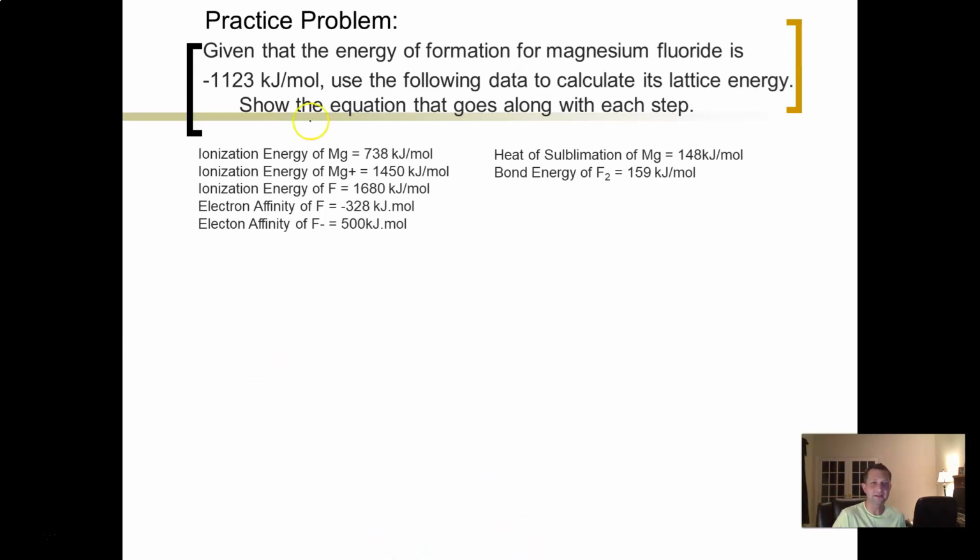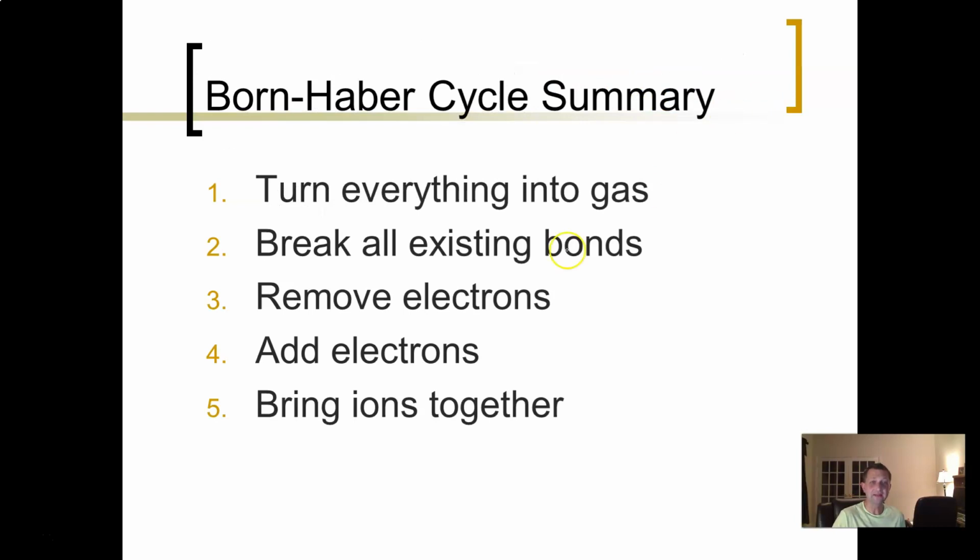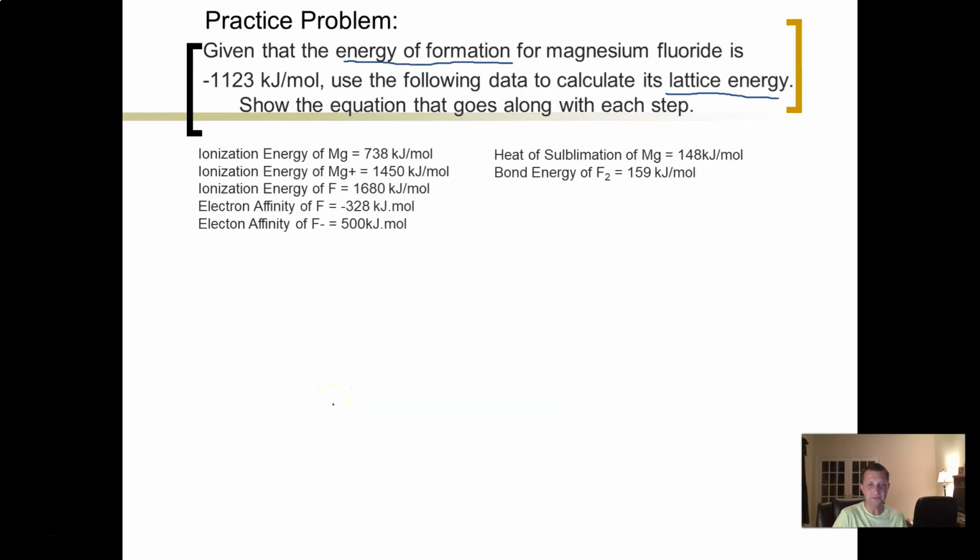It says, given the energy of formation, you are given the energy of formation for magnesium fluoride as negative 1123. Find the lattice energy. Okay, that's here. That's step 5. So you know step 1, 2, 3, 4, and the answer, like the final formation. Okay, you don't know step 5. You don't know the lattice energy. That's what you're finding here. So use the information. Sometimes you're given information you don't need. It's to make sure you know what the vocab is and know what you're doing.